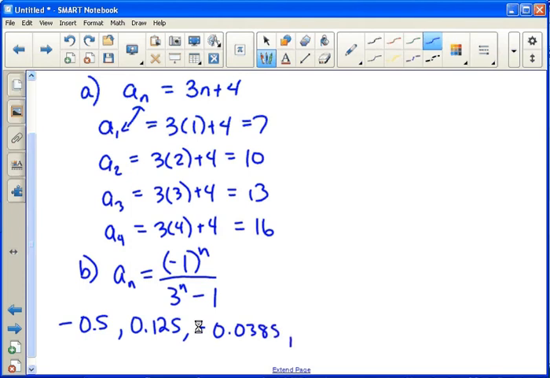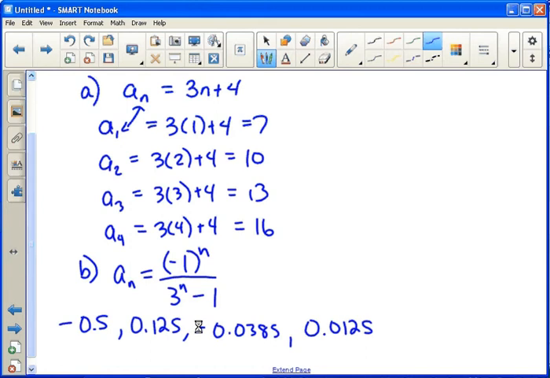Notice it alternates between positive and negative. That's actually because of that negative 1 to the n. If you think about it, anytime you raise a negative number to an odd exponent, it stays negative. But if you raise it to an even exponent, it becomes positive, and that's the reason that happens.